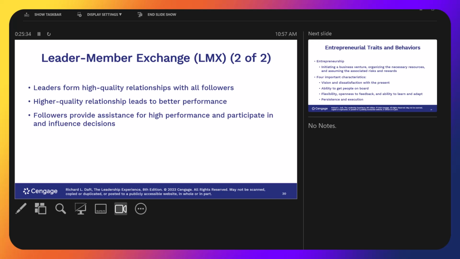Leaders can form higher quality relationships with all followers. Higher quality relationships lead to better performance. Followers provide assistance for high performance and participate in influence decisions. So when people feel like they're trusted, they feel like they're valued, they feel like they're a member of the team, and you have a relationship with them, they perform better, they do better work. They also feel comfortable enough to give you input to help you do your job, to help you be better, if you will allow them.